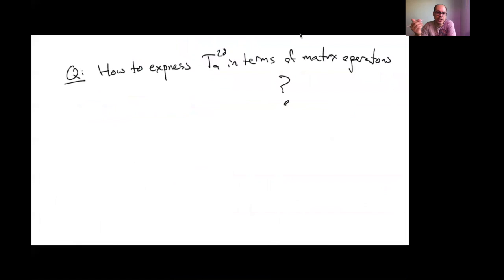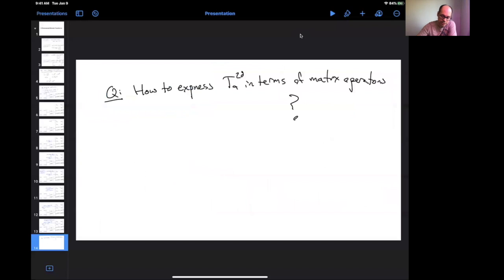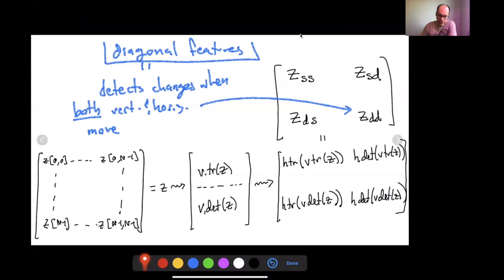All right. So this is all well and good conceptually, but from a practical point of view, how do we express this transformation in terms of matrix operations? How do we express going back from this process of taking a matrix like this and getting a matrix like that? So that's the next thing to consider.